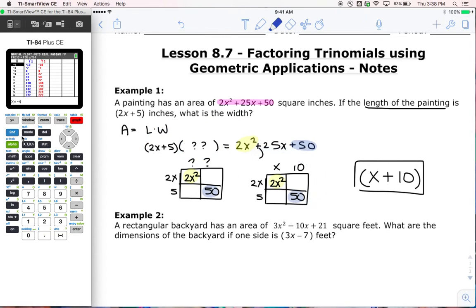Also, when you're given one of the sides and not both, just figure it out using this box method. If you wanted to check and do this box, you'd get a 20x, and this would get us a 5x. Wouldn't that get us this 25x in the middle? Yeah, it would. We're good. We don't really need that, though, so we can skip that step if we want to.